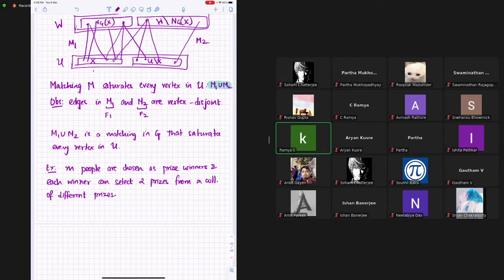So every person gives a preference, right? I like this price, I like this price, and so on. So it's not necessary that everybody should like all the prices in the bag.